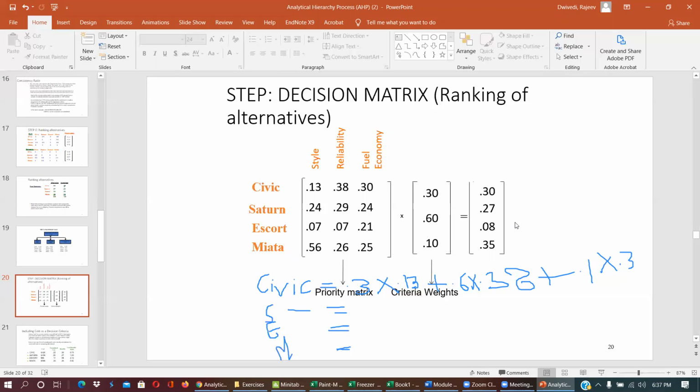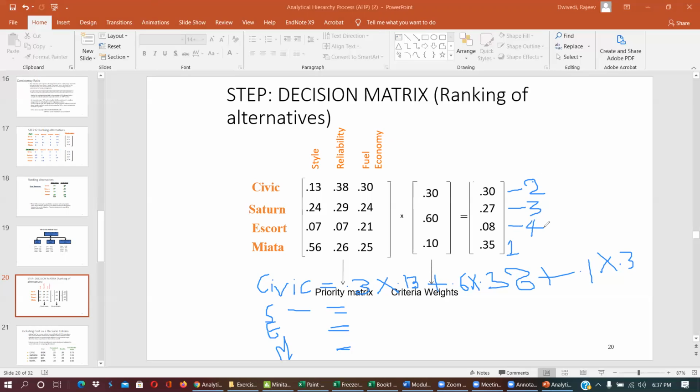Escort is 8%, and Miata or Mazda is 35%. Now, based on all these three criteria and 4 alternatives, what is our decision? If I would like to buy, I will go first. This is my first car. I will go for Mazda. Second, I will go for Civic. Third, I go for this, and fourth, I go for this.